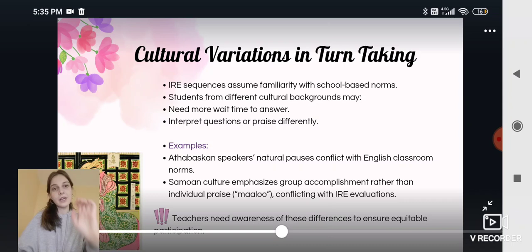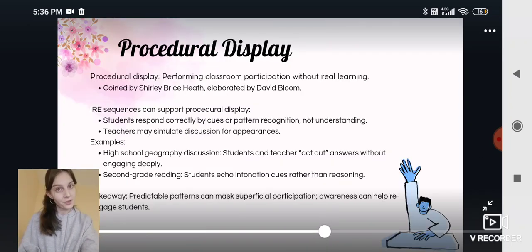In this page we have some examples, like Athabaskan speakers' natural pauses conflict with English classroom norms, and Samoan culture emphasizes group accomplishment rather than individual praise, conflicting with IRE evaluations. Like we said, teachers need awareness of these differences to ensure equitable participation. In a classroom, all students are equal, and the teacher must be careful about it. A teacher should treat them as equals, because they are.